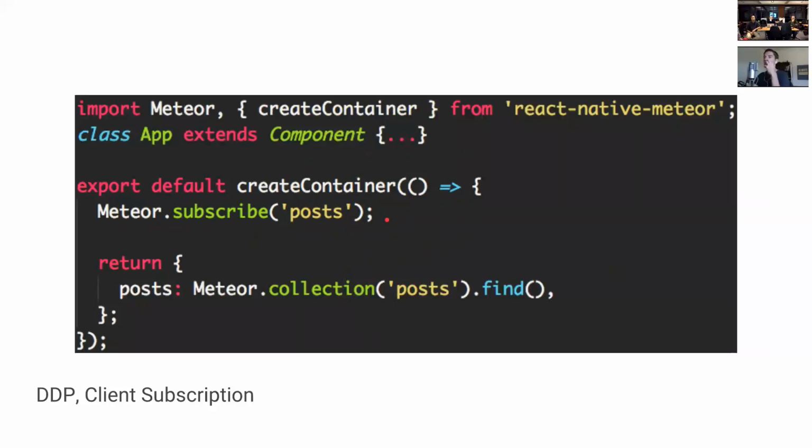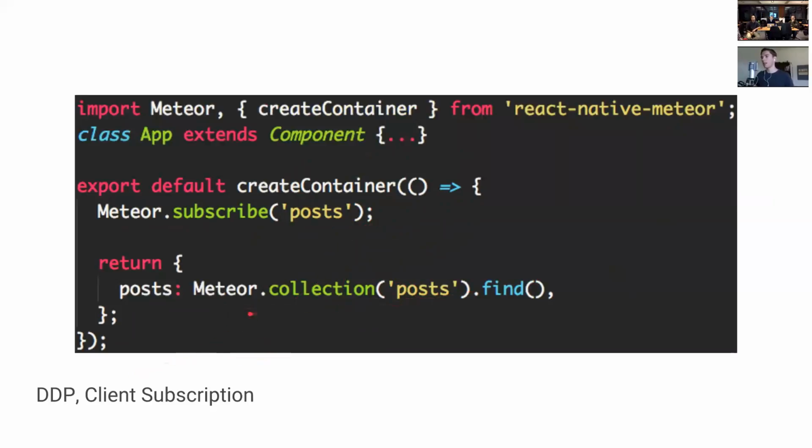And when this component is mounted, this create container is called. It's going to set up that subscription. So at that point, the server knows about our client. It knows that our client wants this posts data. And as soon as that subscribe is made, that data will start being sent down to the client.